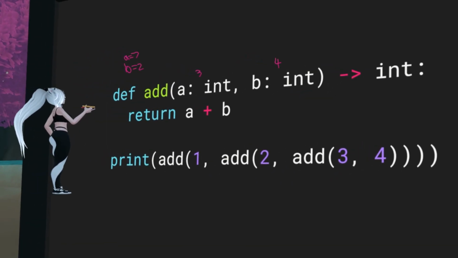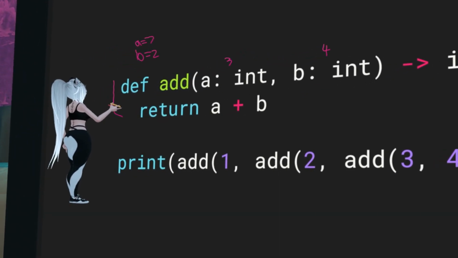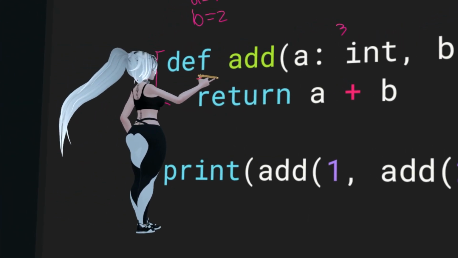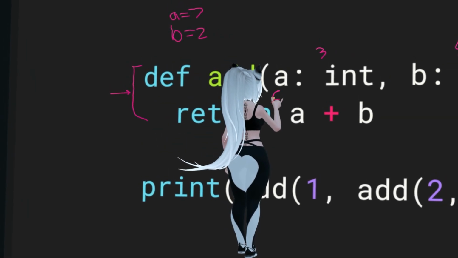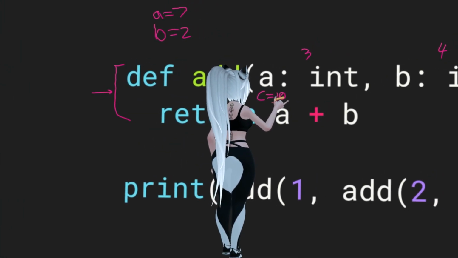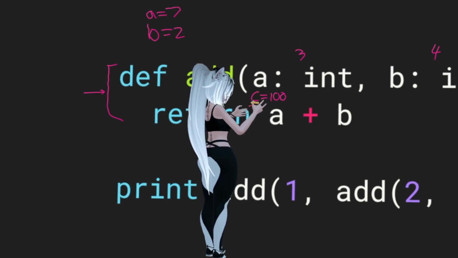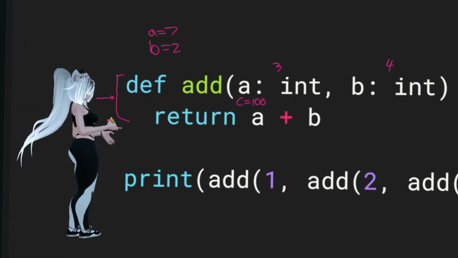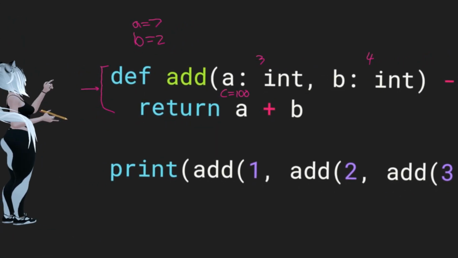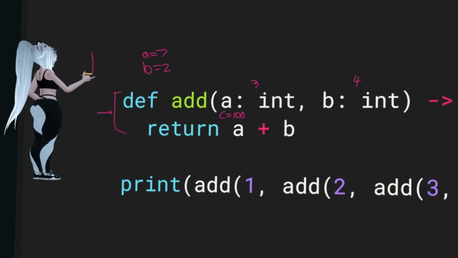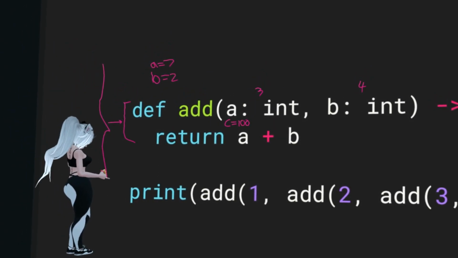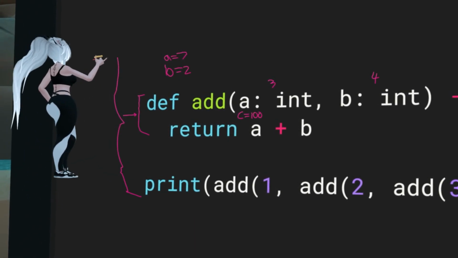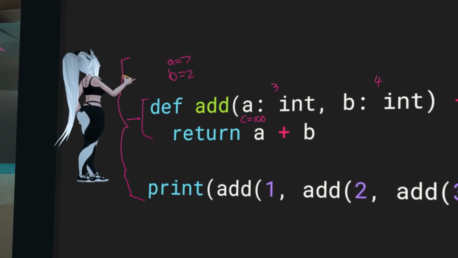Each function has a scope, right? So this is a scope. If I define a variable inside of here, let's say I define c equals 100, c is only accessible inside this function. The moment I go outside this function, c no longer exists. At the top level of your program is going to be a different scope, typically referred to as global scope.